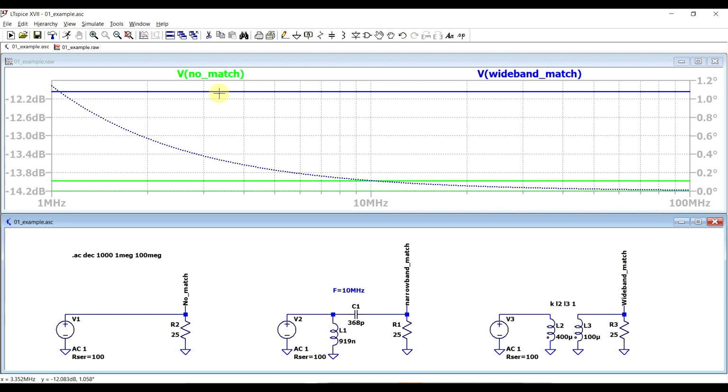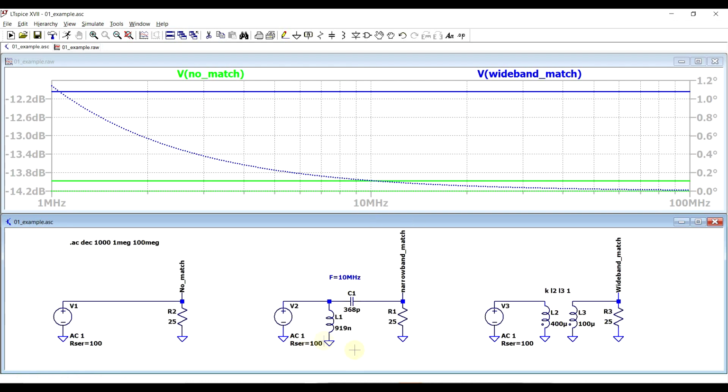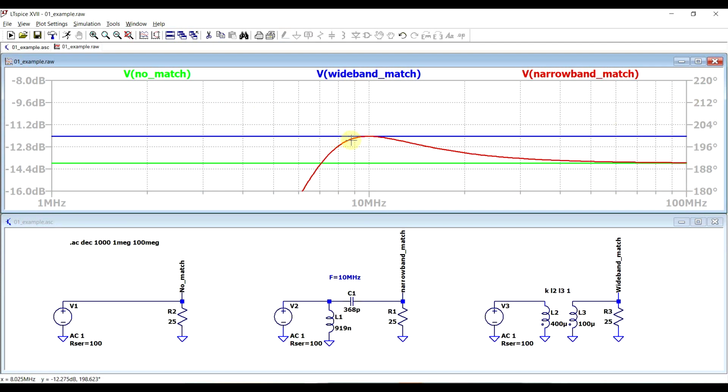So this would be the maximum output signal that we can get in case there is a good impedance match between source and load. And if we take a narrowband matching, say an LC circuit designed for a specific frequency, so 10 MHz in this case, and we zoom in a bit, we can see that this circuit is providing matching at the frequency for which it was designed. Above this frequency, the output signal drops to the level equal to that of no matching. This is because this is a high-pass filter. And then below there's a strong attenuation because of the filter's effect.